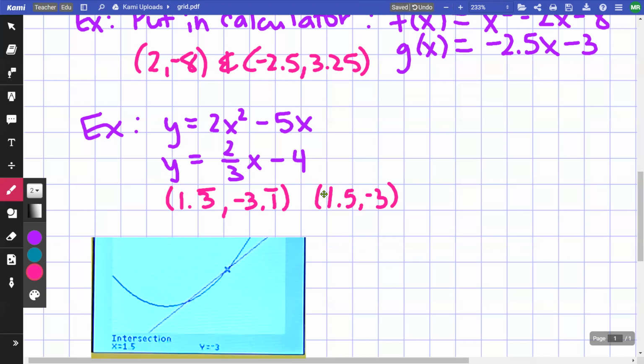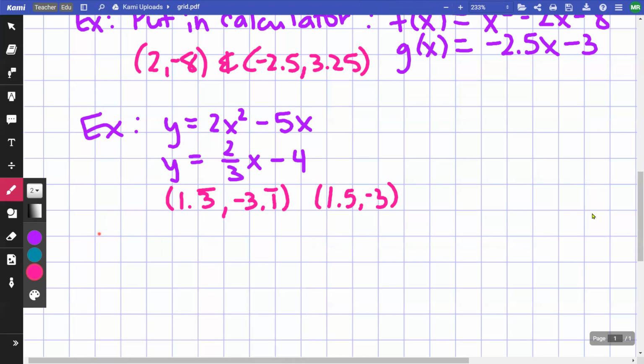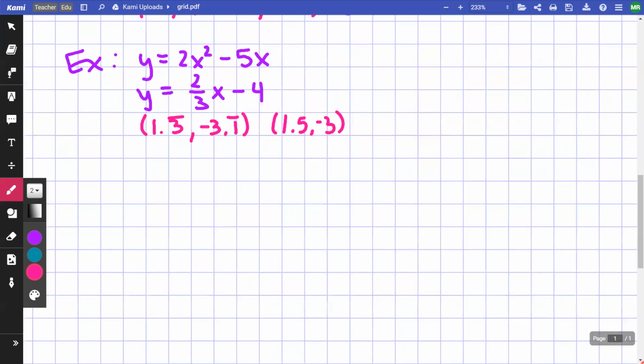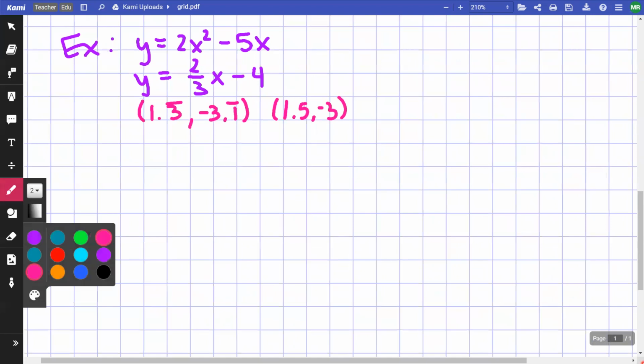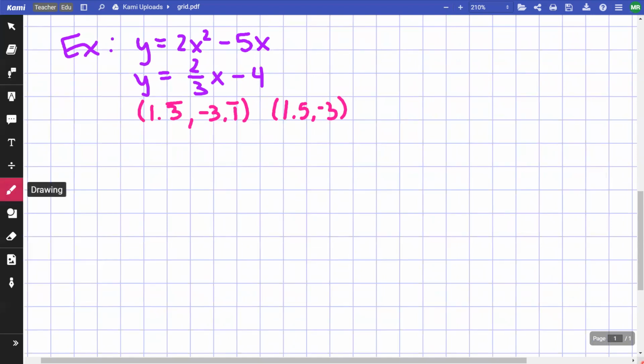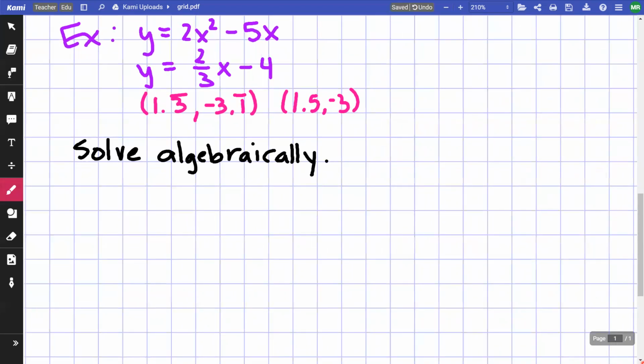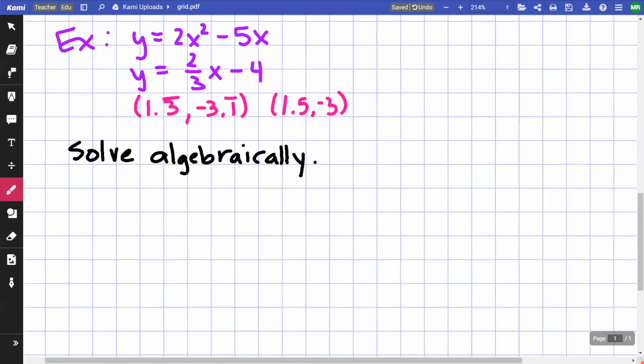Now, graphing's not always the best way. So the next examples we're going to do algebraically. Okay, we're going to do these algebraically. I'm going to give us 2 for us to do algebraically. So solve algebraically. Algebraically is more precise. I will get the answer, even if it's a decimal or a fraction or something like that, I'll be able to find it.